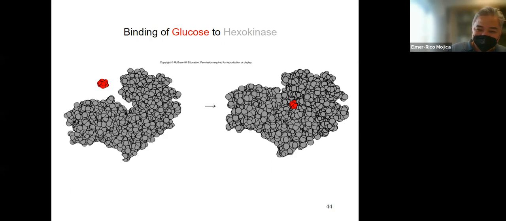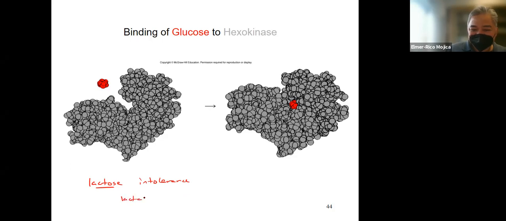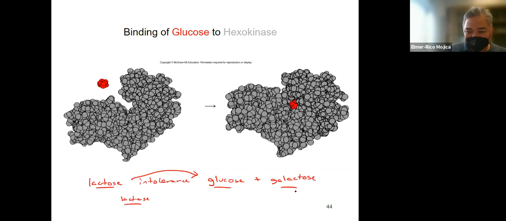Are you familiar with lactose intolerance? What is lactose intolerance? These are people that don't have lactase. So they cannot break down lactose, a disaccharide made up of glucose and galactose. If you're lactose intolerant, you don't have the ability to break down the sugar into glucose and galactose.